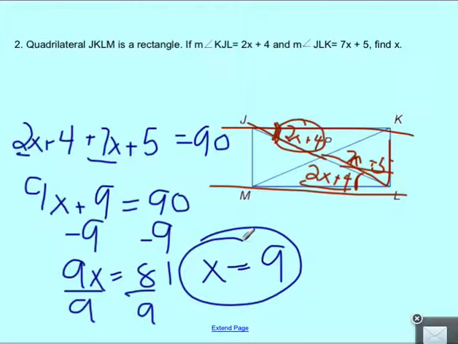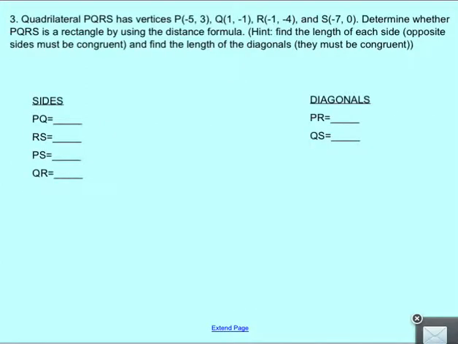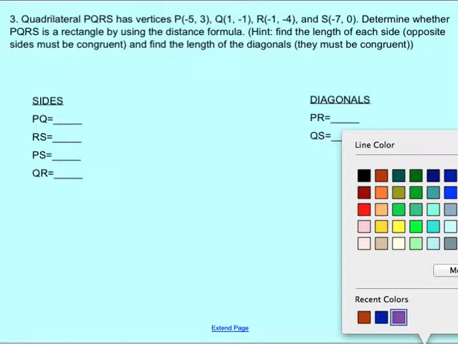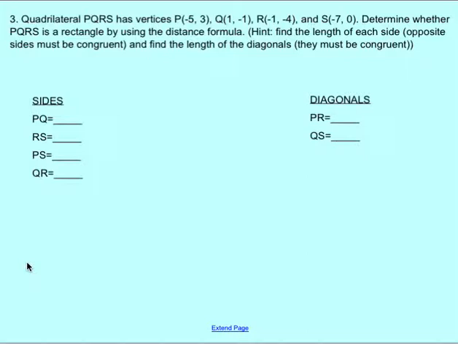Let's move ahead and take a look at number 3. Now, you're going to have to do something really similar to this on your homework, so I think it's really important that you pay attention. So we want to figure out if it is a rectangle. So basically, we want two sides to be equal, two opposite sides to be equal, and we also want the diagonals to be equal. So we just need to go and calculate a bunch of lengths of the distance. So when we calculate out PQ, maybe write this down on your note sheet.